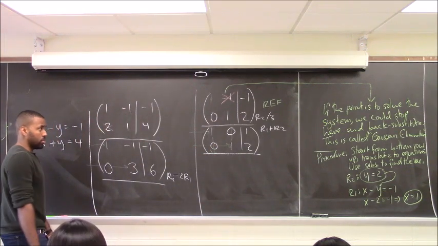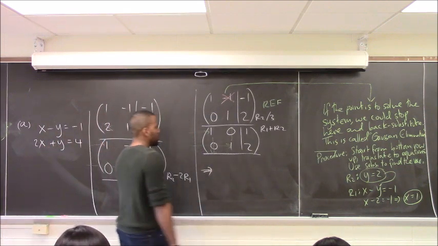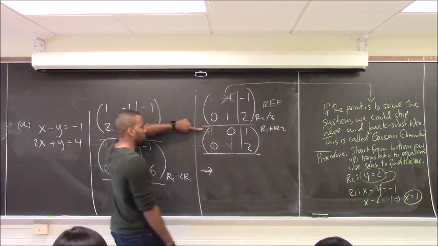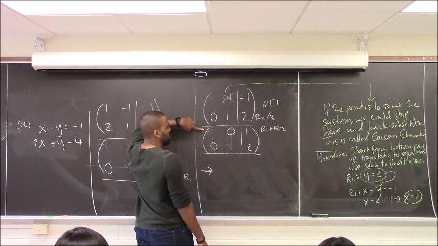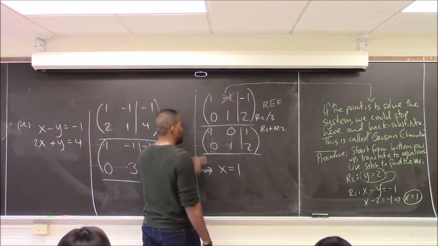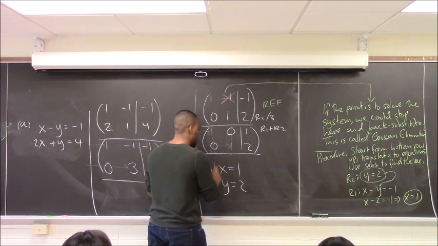And what you can tell from this situation is that you can kind of read the solutions right away. Right? So the first row tells you x equals 1, 1x plus 0y equals 1. And the second row tells you y equals 2. So that's the solution.